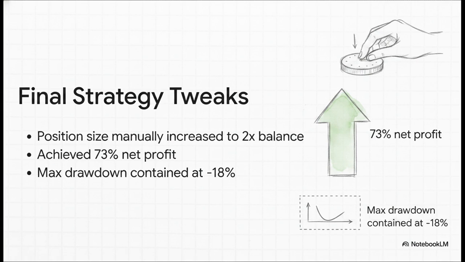Now, for a quick dose of reality. During this actual test in our source material, the free Gemini API credits literally ran out. But you know what? The foundation was already perfectly laid. Taking the AI's optimized iteration 2, a final manual tweak was made. Because the AI had kept the max drawdown, meaning the largest drop in your account balance from peak, so incredibly low, it was safe to manually increase the position size to 2 times the current balance. That's essentially using standard leverage. The result? A massive 73% net profit while keeping that maximum drawdown safely contained at just negative 18%.